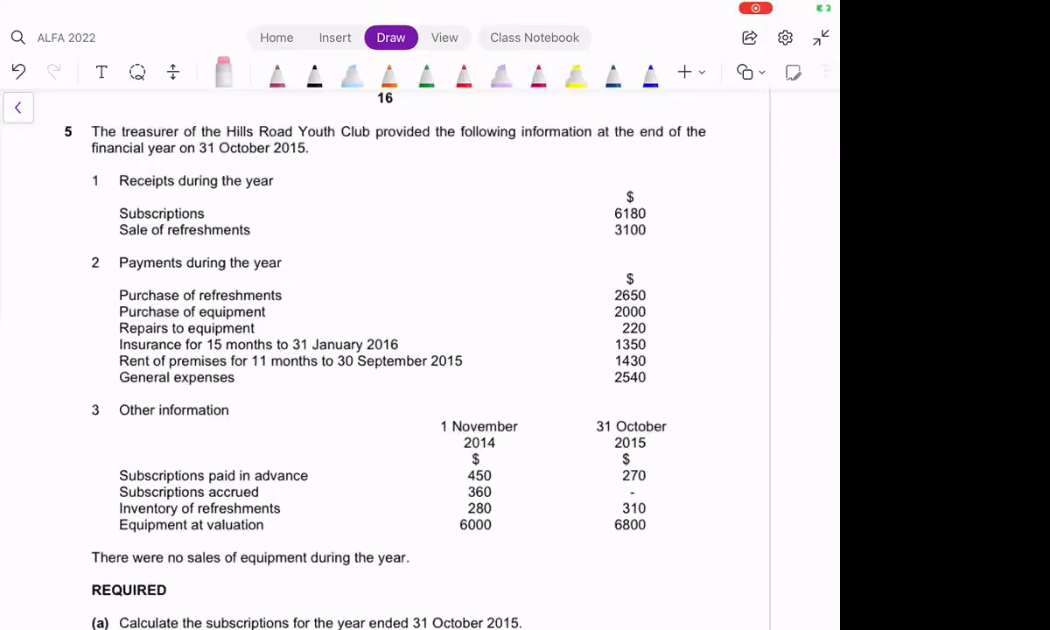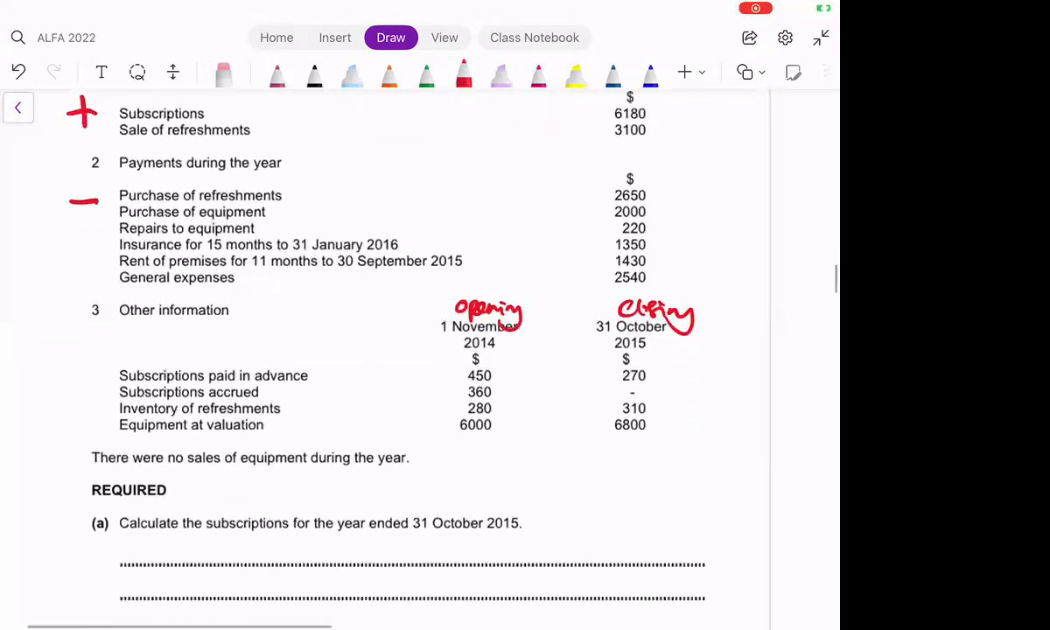The treasurer of the Hills Road Youth Club provides the following information. This is the money in, money out, opening balance or balance BD, closing balance or balance CD. The question asks me to calculate the subscription. So I can see a subscription here. I can see a subscription accrued here. I can see a subscription here. That's it. Only this 5. Like 1, 2, 3, 4 only. The fifth one is 0.